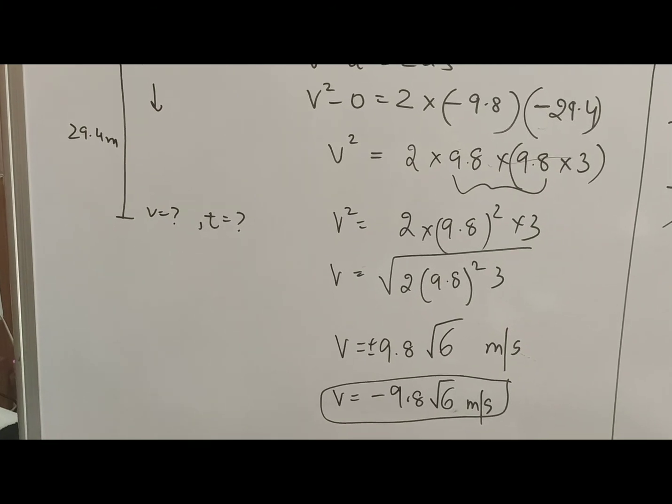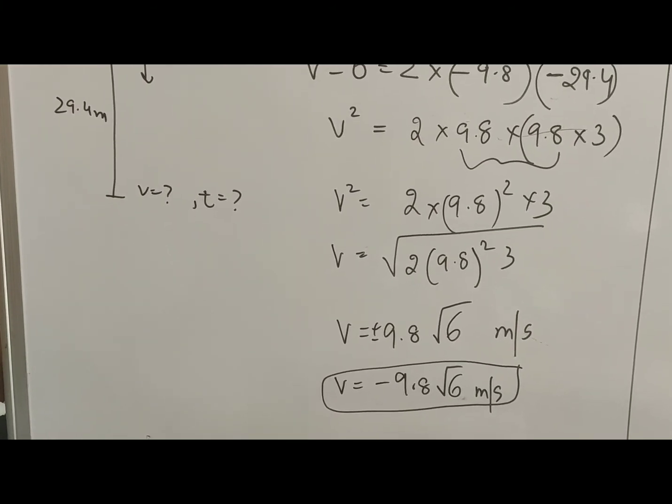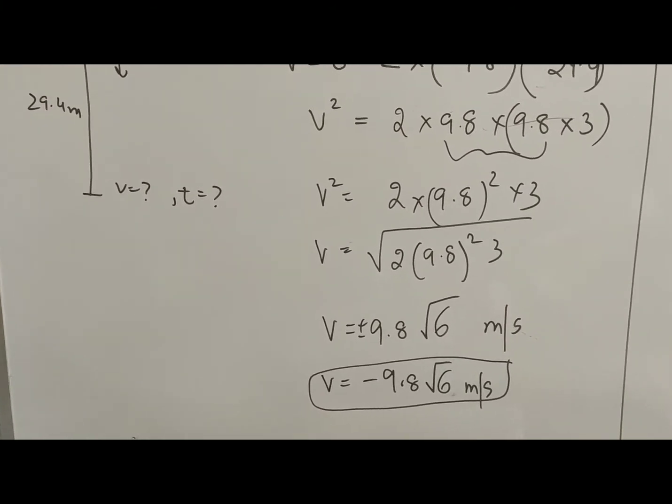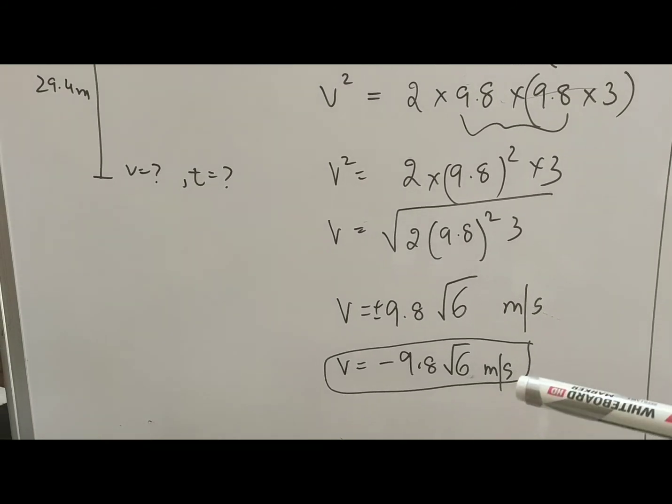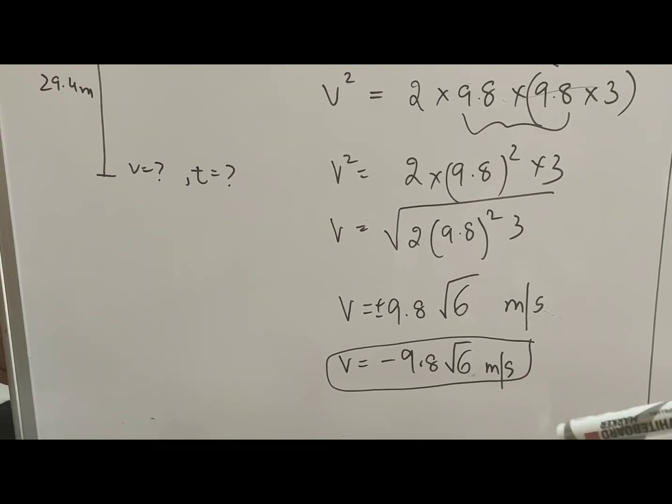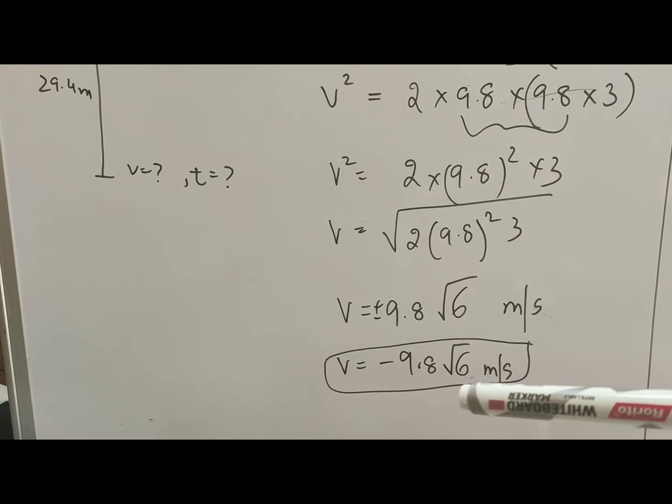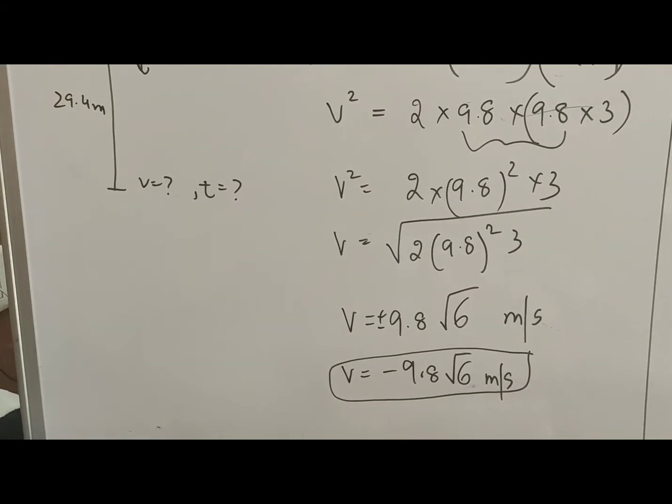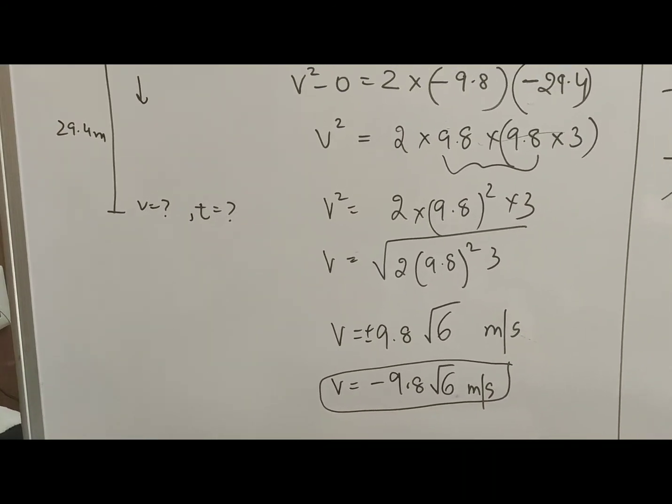When I take the under root, I get two roots, positive and negative. I select the negative root. Why? Because the object is moving in the downward direction. So I have taken the final velocity as minus 9.8 root 6 meter per second.